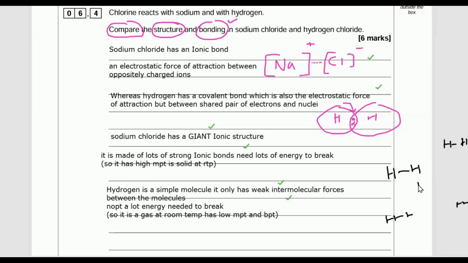So when you're dealing with things with a low melting or boiling point, don't say, oh, because the bonding is weak. The bonding is not weak. You're not breaking the bond. You're breaking intermolecular forces with these simple molecules. Okay, you're just overcoming these weak intermolecular forces.